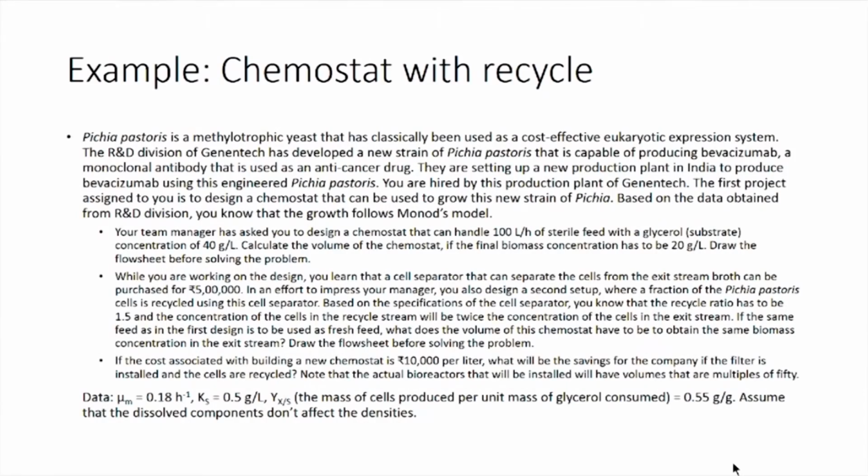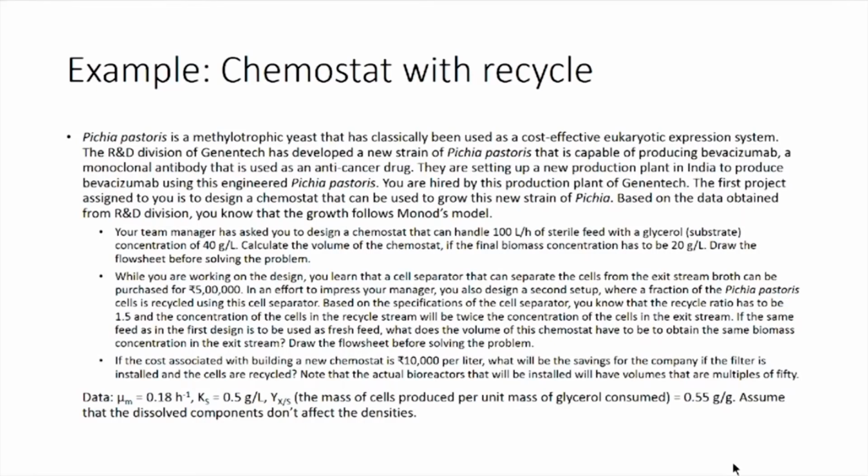The first project assigned to you is to design a chemostat that can be used to grow this new strain of Pichia. Based on the data obtained from the R&D division, you know that the growth follows Monod's model. Your team manager has asked you to design a chemostat that can handle 100 liters per hour of sterile feed with glycerol as the substrate with a concentration of 40 grams per liter. Calculate the volume of the chemostat if the final biomass concentration has to be 20 grams per liter. Draw the flow sheet before solving the problem.